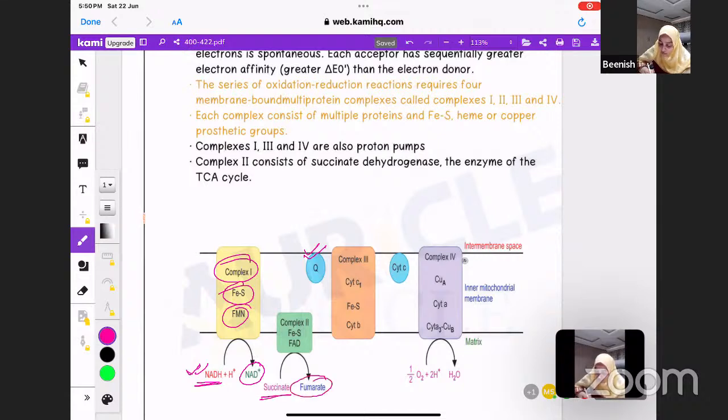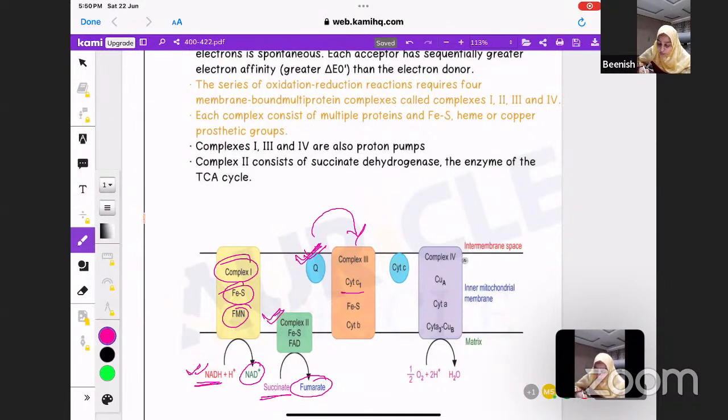Your succinate was changing into fumarate via the enzyme succinate dehydrogenase. So your succinate is going to give its electron to FAD, which was changing into FADH2. FADH2 was giving its electron to the iron sulfur complex present in complex 2, or in short, FADH2 gives its electron to complex 2, and then from complex 2, the electrons are taken by coenzyme Q. Coenzyme Q is going to give its electron to complex 3.